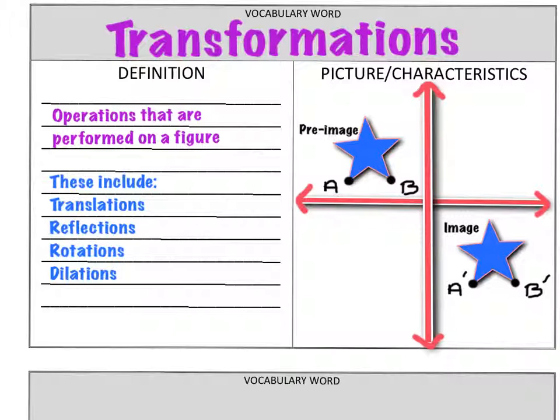What we do need to know is that the figure that you start with is called the pre-image, and you will label points on your pre-image. Your image is what you end up with after you perform the transformation. So notice that we have these little marks here next to the letters. We say that that is A prime and B prime. That's the terminology that we use. So point A will turn into A prime once it's been moved, or whatever transformation has occurred.